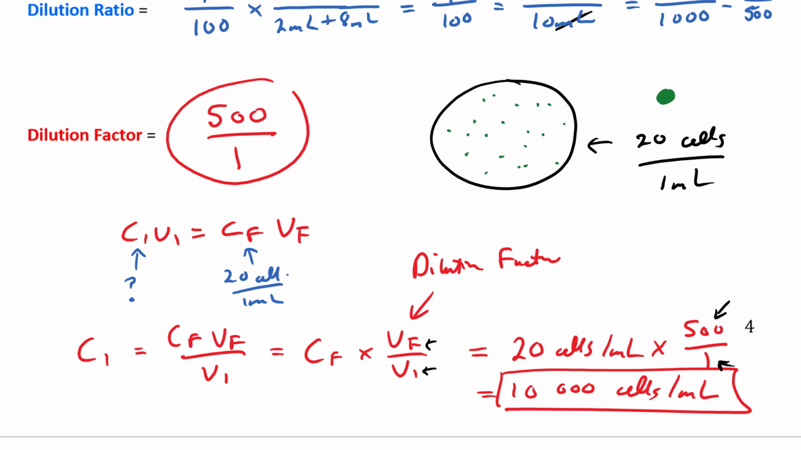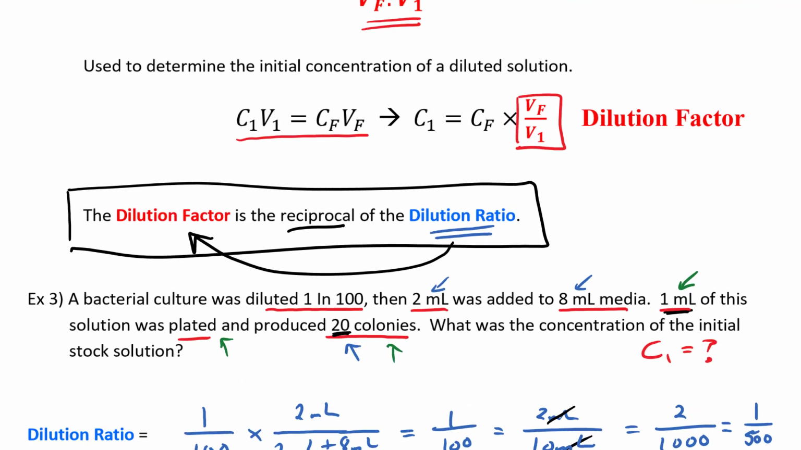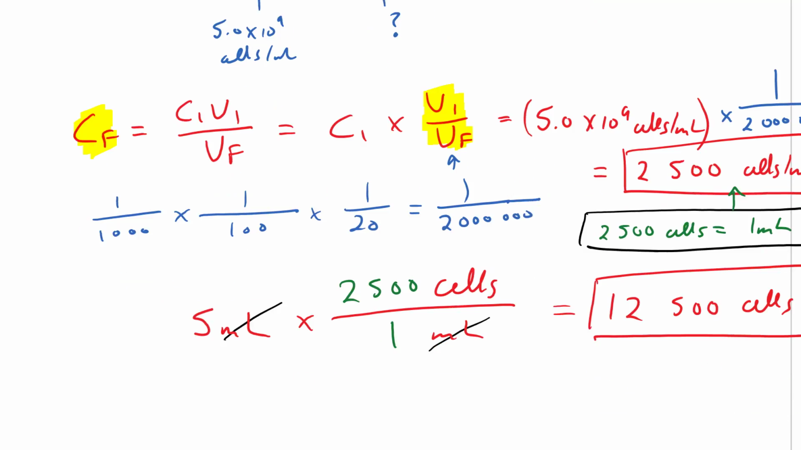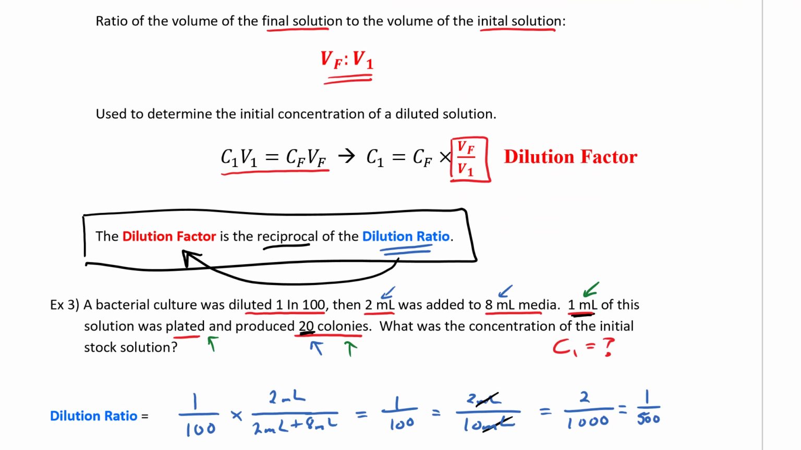So to summarize, we can use our dilution factor to calculate the initial stock concentration, or we can use our dilution ratio to calculate a final concentration. Dilution factor is the reciprocal of the dilution ratio.